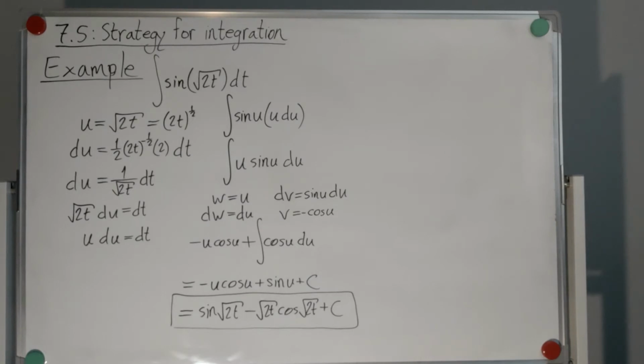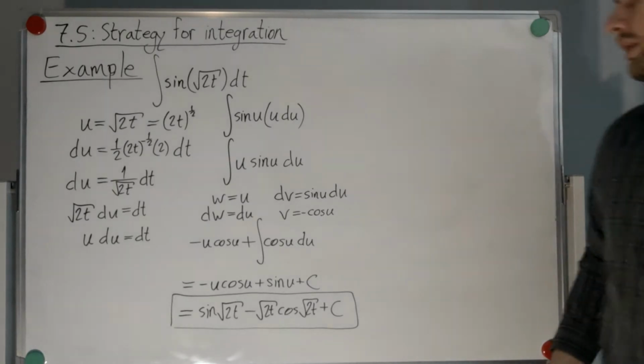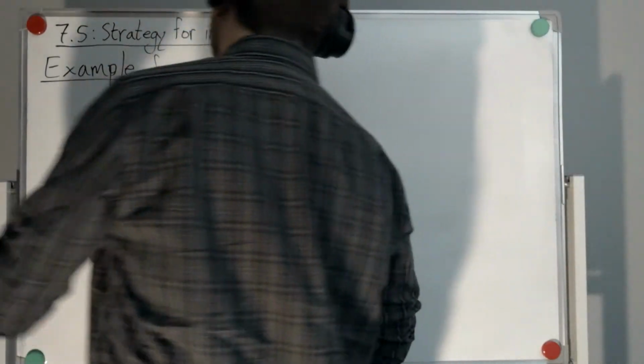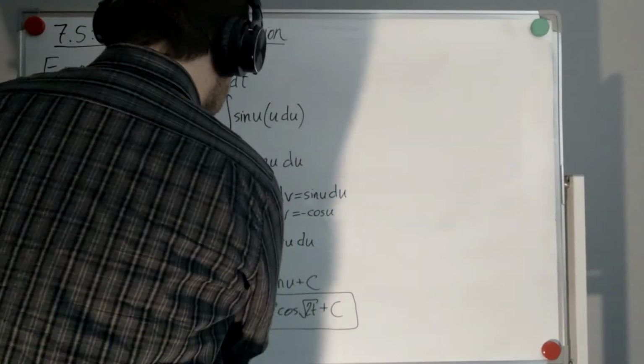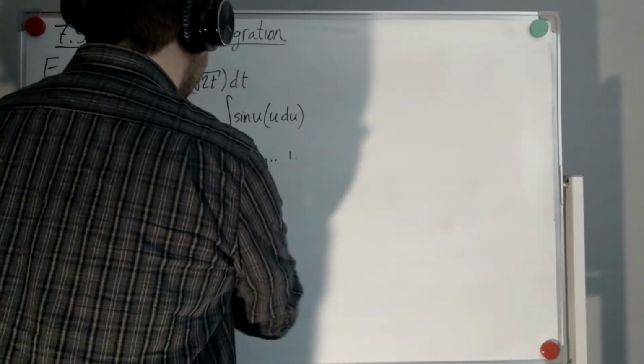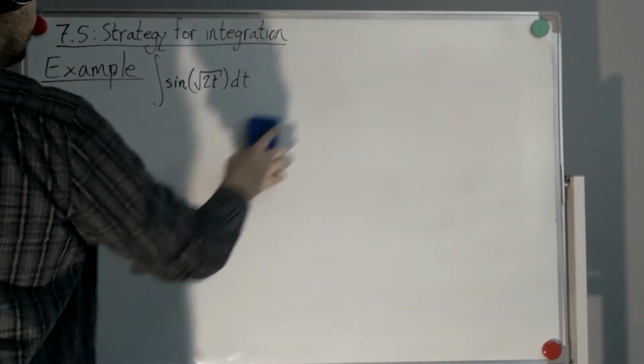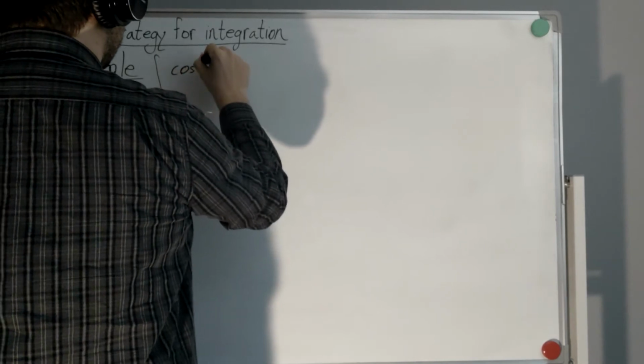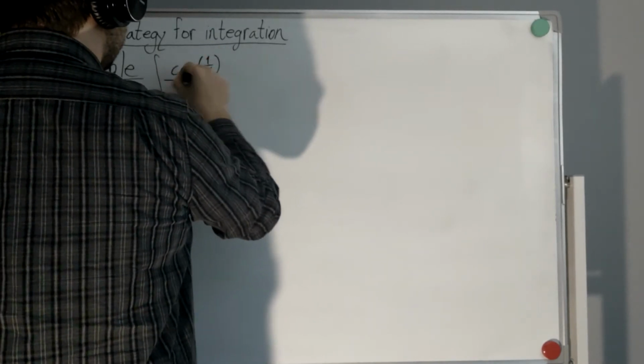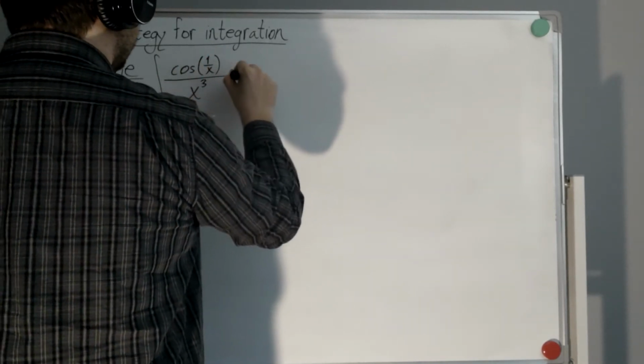Okay. So here's another one. This one is similar, but not quite the same. This one gives us the cosine of 1 over x divided by x cubed.